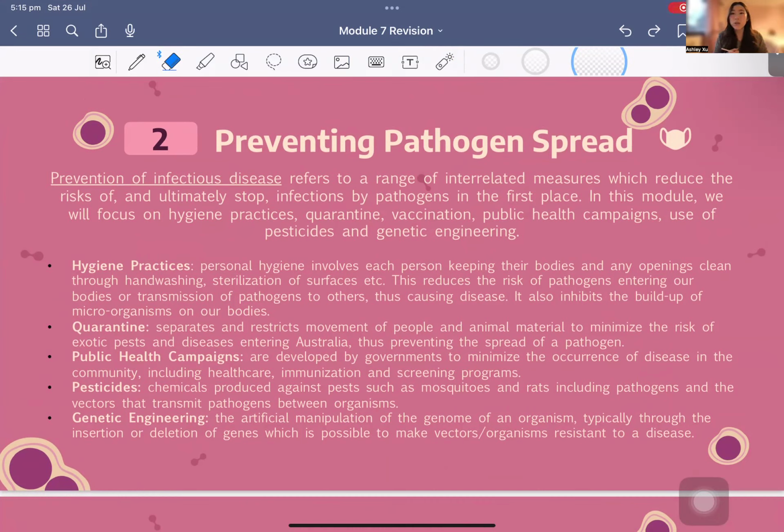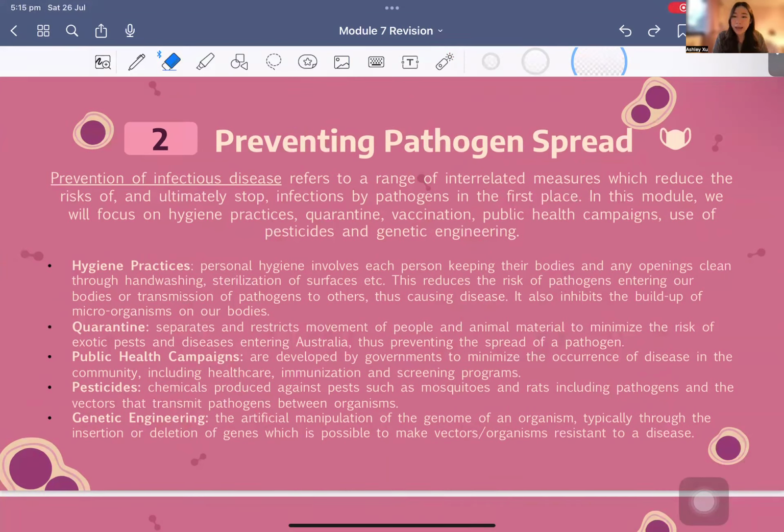Quarantine is also a really good one. I'm sure you all know what quarantine is by now from 2020, 2021. It's just staying at home, keeping sick people away from uninfected people. That prevents the spread of the pathogen from the infected person to the healthy person.